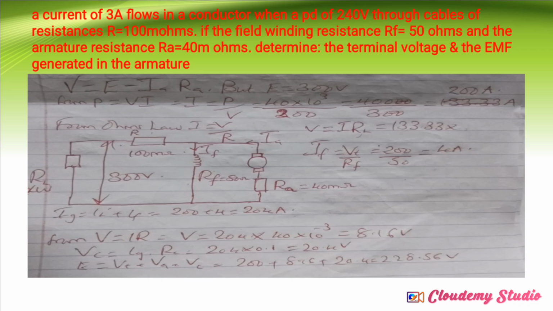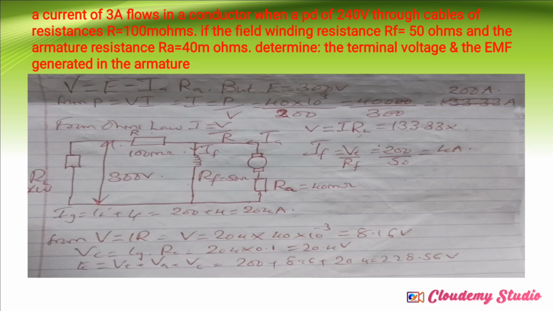Then the field current is a formula that we calculated in class. Field current is equal to the voltage at the terminal divided by the resistance of the field winding. That is 200 divided by 50, you get 4 amperes.